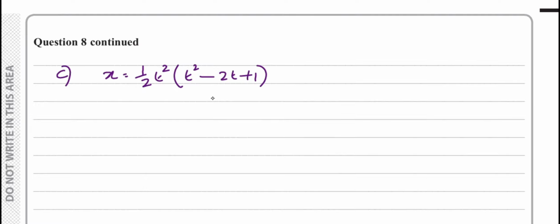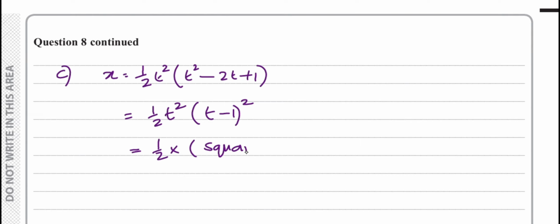If you closely observe this, you will see that the first part is a square and the second part, t minus 1, is another square, which means this is a combination of two squares, and you know that a square can never be negative. So we can say here half times squares is always positive. So x is therefore never negative.